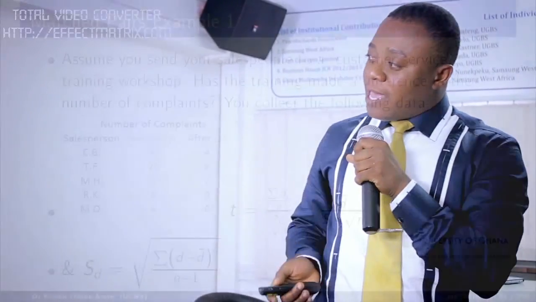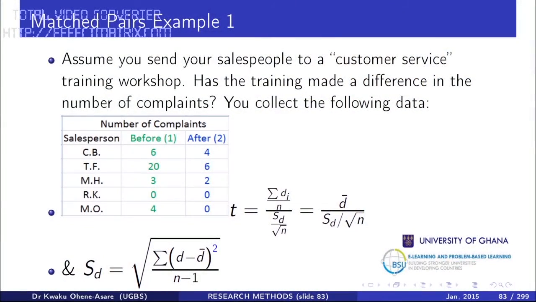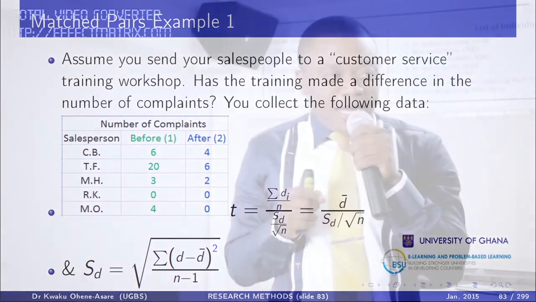Who is right? Now watch something, and I understand where you're all coming from, because anybody watching this will probably agree with you. You look at TS. TS had 20 complaints, has cut it down all the way to 6. MO had 4, has cut it down to nothing. Which of these two guys do you think benefited the most? Now you are getting the picture.